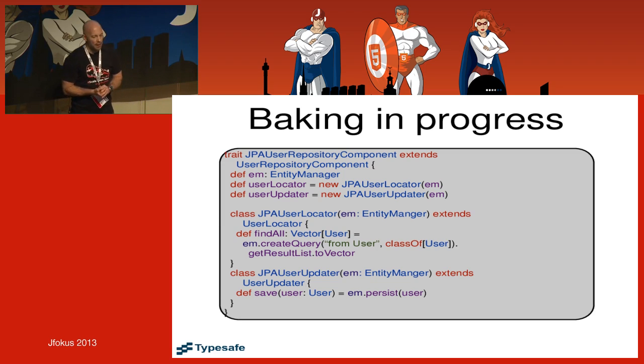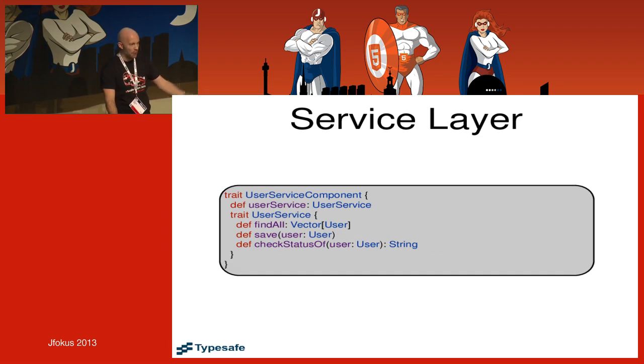And now we're going to provide a JPA user repository component. So we extend the user repository component, called JPA instead. And you can see here, we're overriding the methods called the user locator and user updater, and providing instances of JPA user locator and JPA user updater. And these implementation classes need the entity manager. And the entity manager at this point is still not defined. The details of the actual implementation here are not important, it's just to show you how to do it. But we have a concrete implementation. Now we have a JPA user locator that can look up all the users, and we also have something to save the user with. So now we've defined the repository layer.